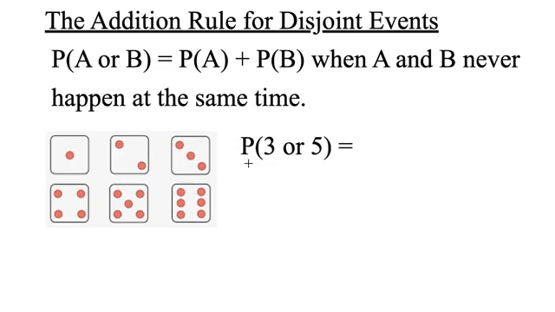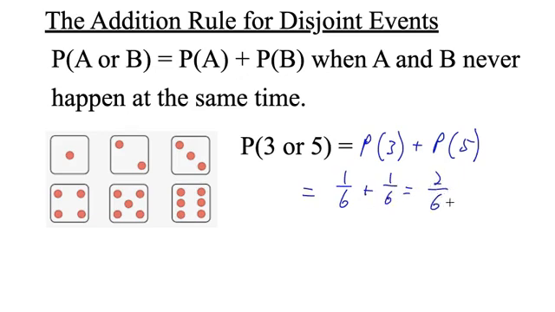So in this case, the probability of getting either a 3 or a 5 when we roll a 6-sided die, well, that would equal the probability of getting a 3 plus the probability of getting a 5. Now, the probability of getting a 3 is 1 out of 6, and the probability of rolling a 5 is also 1 out of 6. And adding those, we get 2/6. And dividing both of those by 2, we get 1/3. So the probability of rolling either a 3 or a 5 is equal to 1/3.